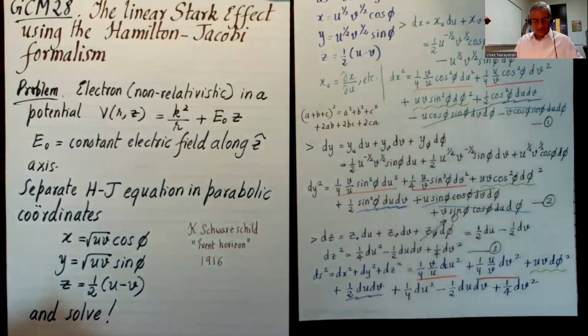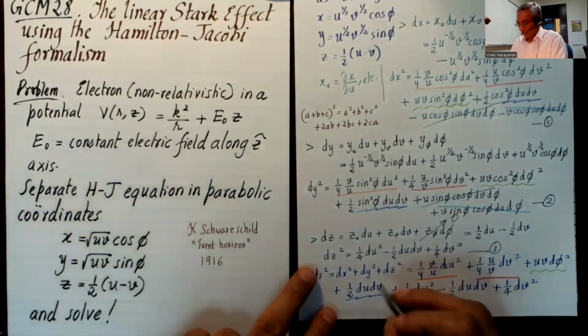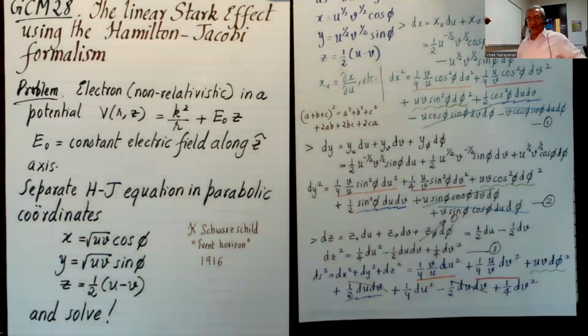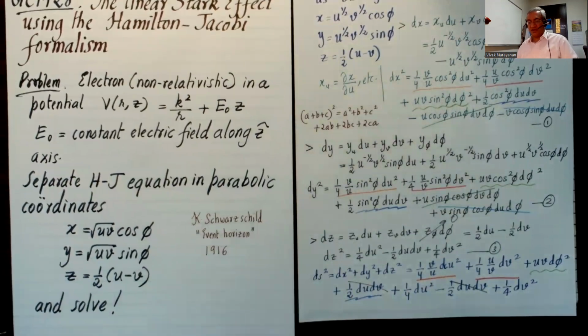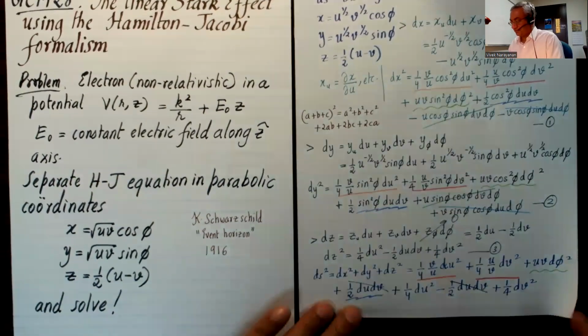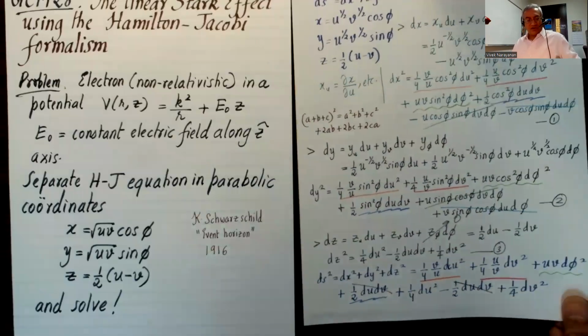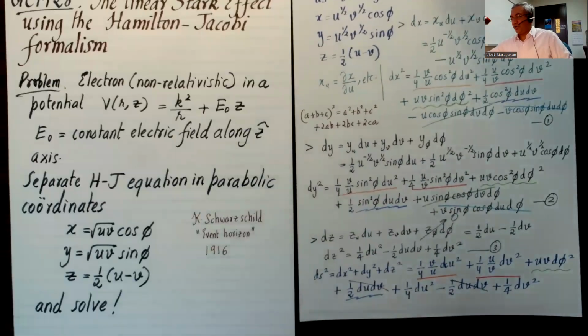Well, what do I see here? I see that there's yet more cancellation. This term exactly cancels that. So cross terms are completely out. That's the beauty of the parabolic coordinate system. So it's almost tailor-made for this problem.